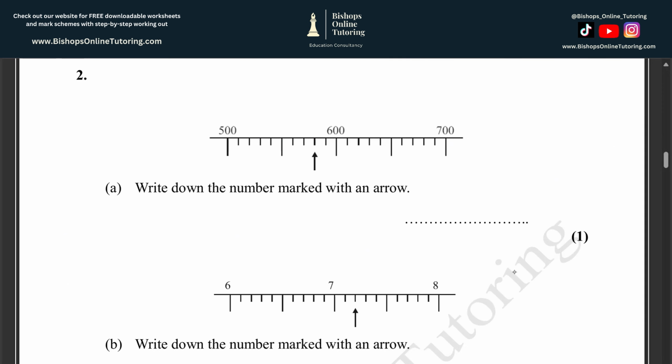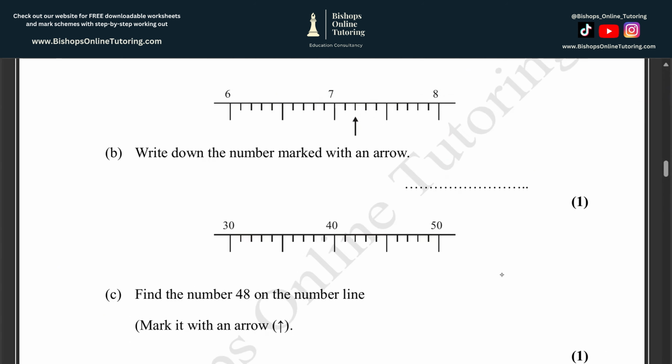Write down the number marked with an arrow. So we've got 500 here, 600 over here. We've got a midpoint. The midpoint has to be halfway between 500 and 600, so that would be 550. So let's just count 1, 2, 3, 4, 5. So each interval represents 10. That means from here, 1, 2, 3, 30, 550 plus 30 is 580. So it'll be 580 that it shows.